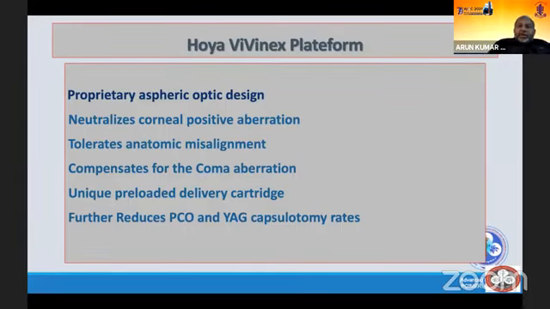So to summarize, this Hoya Vivinex platform has a proprietary aspheric optic design. It neutralizes corneal positive spherical aberration. It also tolerates anatomical misalignment and compensates for the coma aberration, which other platforms fail to do. And it has a unique preloaded delivery cartridge system, which helps us to increase the workflow and prevents endophthalmitis. And it further reduces the PCO rates and YAG capsulotomy rates as compared to the other platforms.